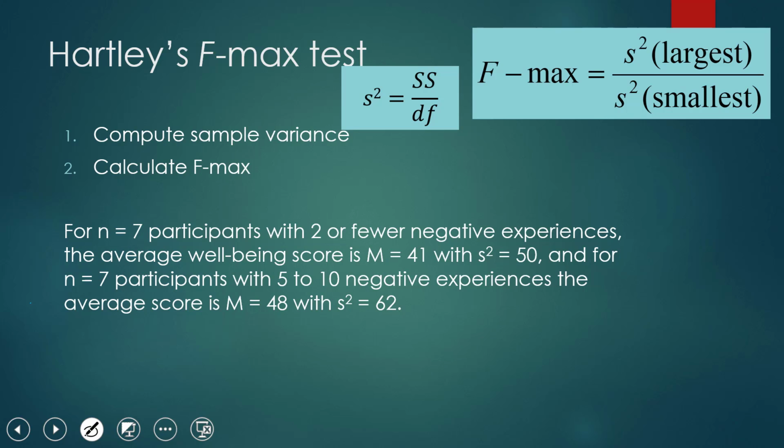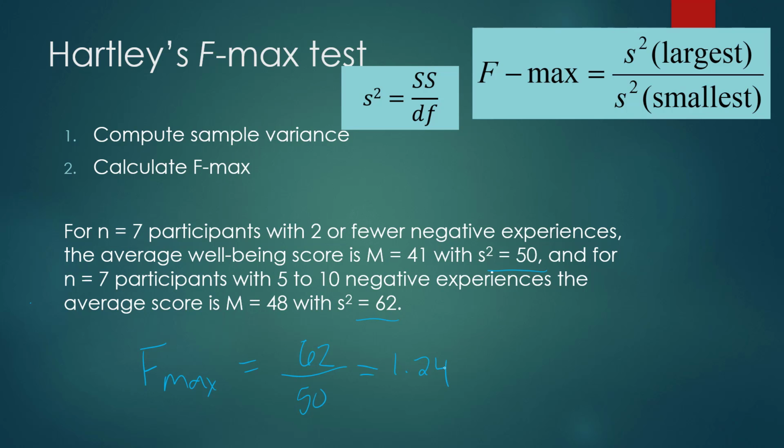So in this example, for a sample of n equals 7 participants with 2 or fewer negative experiences, the average well-being score is a mean of 41 with a variance of 50. And for another sample of 7 participants with 5 to 10 negative experiences, the average score is 48 with a variance of 62. So to calculate the Fmax, we're going to look at these two variances. 62 is the largest sample variance, so we take that and we put it over 50. And that gives us an Fmax ratio of 1.24.